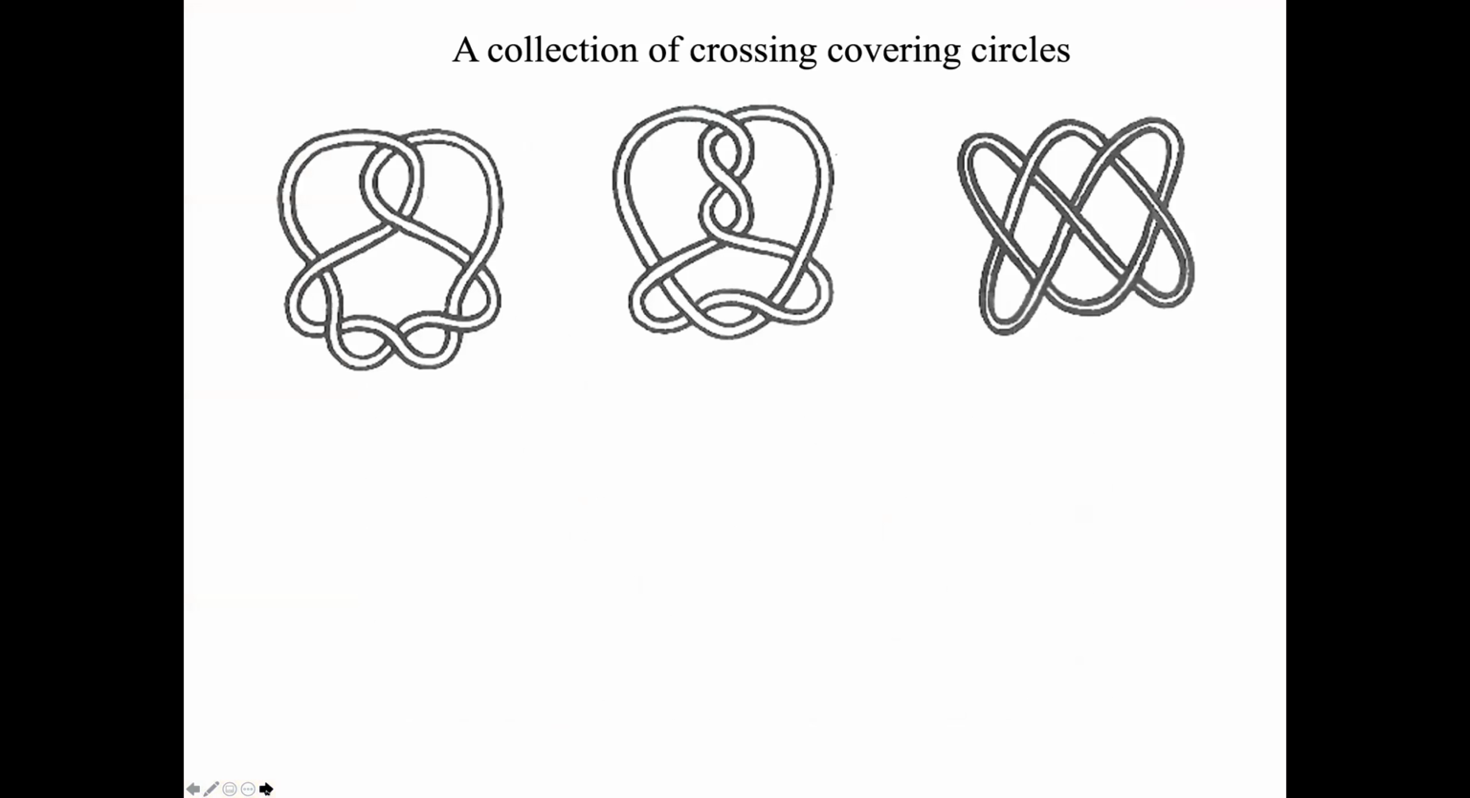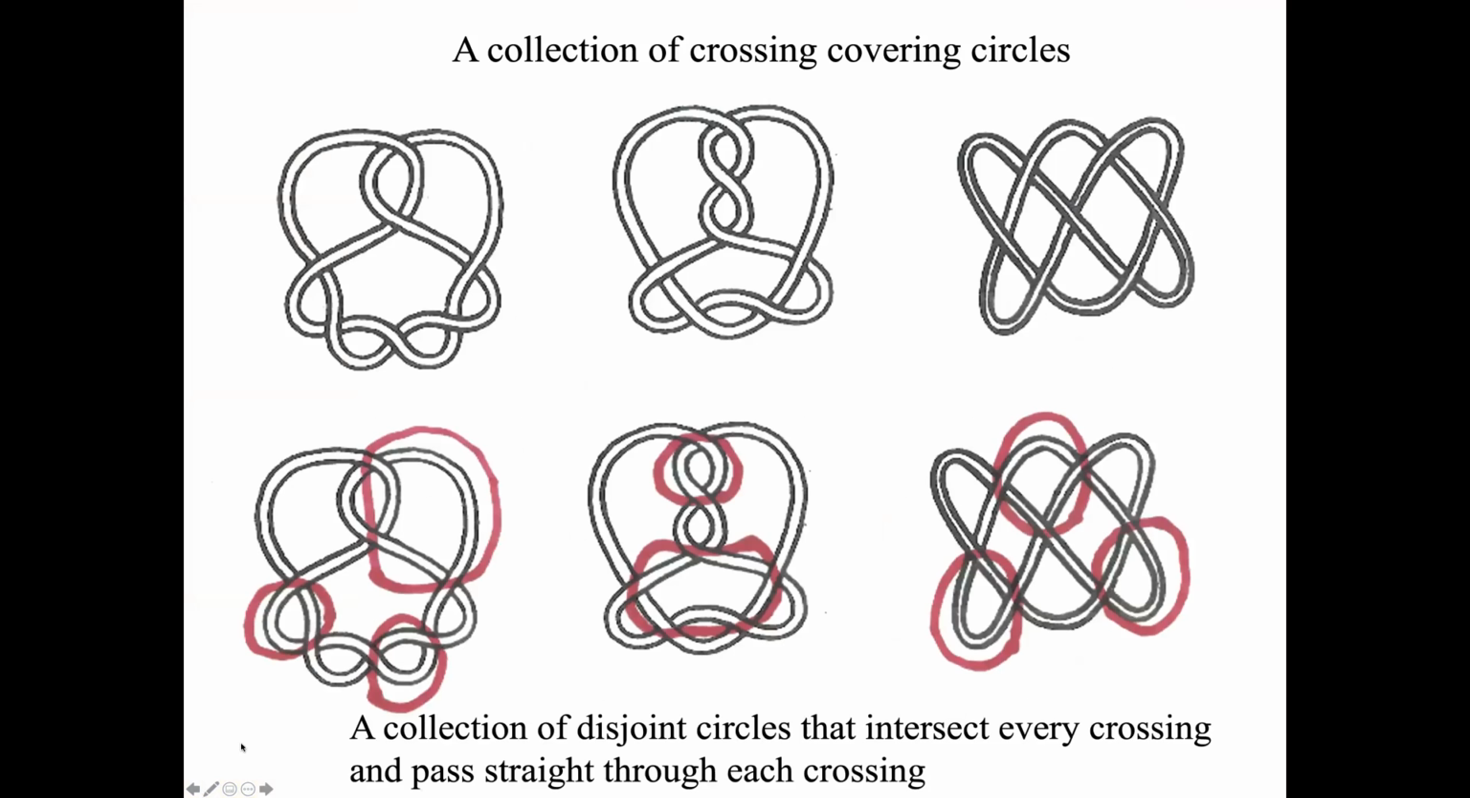And the trick I'm going to use is I'm going to look for collections of what I call crossing covering circles. So here you see 3 diagrams of knots, and I'm going to show you my crossing covering circles. So these are collections of circles that pass through the crossings such that they're disjoint and they cover all of the crossings. So I've got 3 of these crossing covering circles in this diagram. I've got 2 that cover all the crossings in this diagram, and I've got 3 that cover all the crossings in this diagram. So that's a collection of what we call crossing covering circles. Okay, and I'd love to know that every knot projection has a collection of crossing covering circles like that. So that's kind of the question.